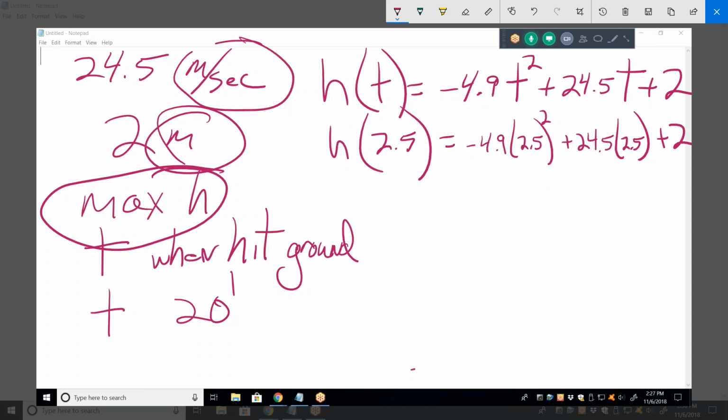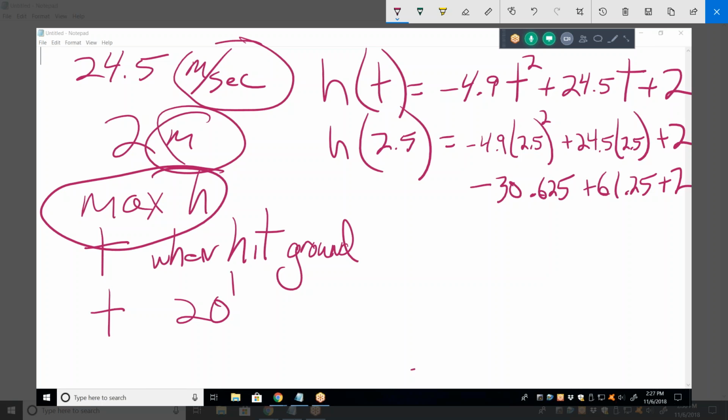Let's see. So what I really want is negative 4.9. I see what's going on. It doesn't like my negative sign. 4.9 times 6.25. That's minus 30.625. And then if I add to that 24.5 times 2.5, that's plus 61.25 plus 2.